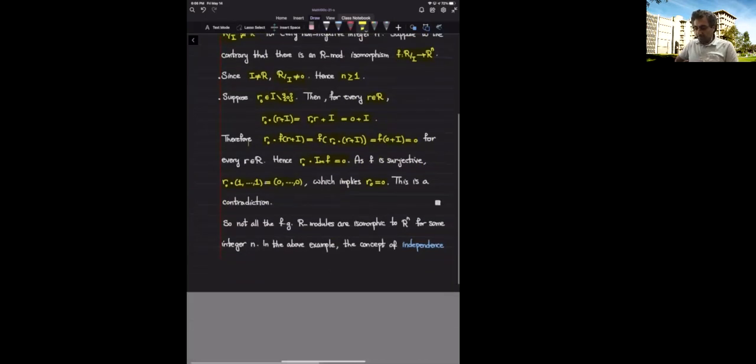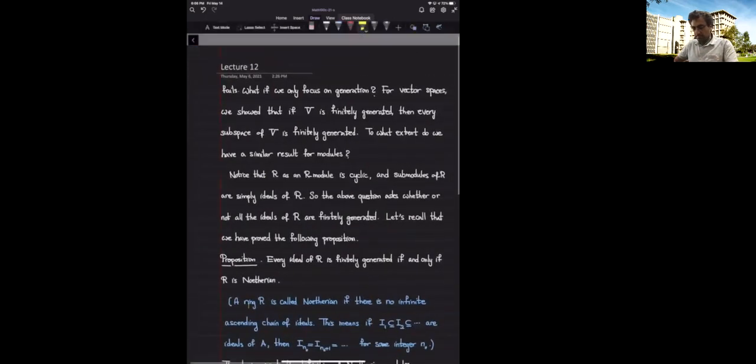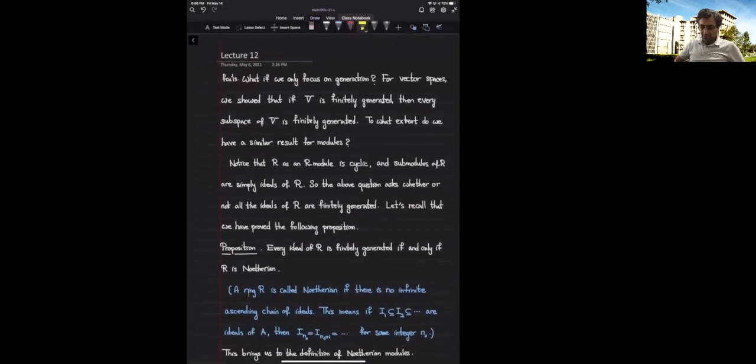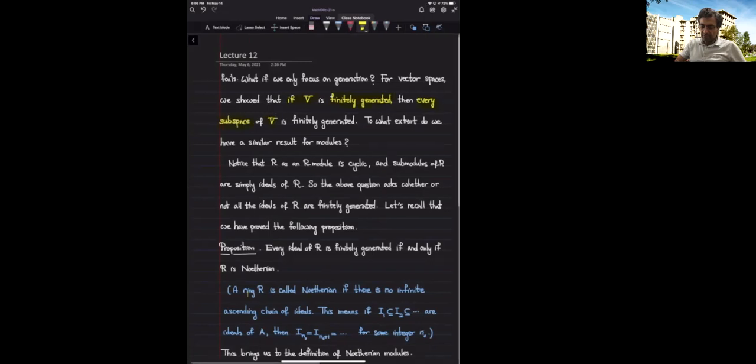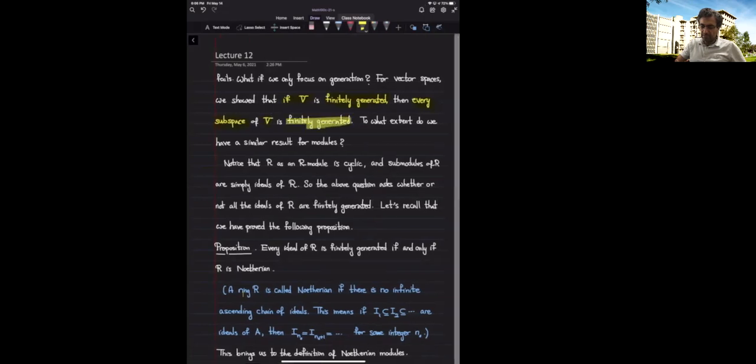Okay, so that is the question. Let's recall again over here. For vector spaces, we showed that if V is a finitely generated vector space, then every subspace of V is finitely generated. Now, to what extent can we have a similar result for modules?